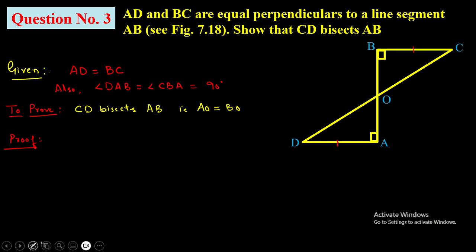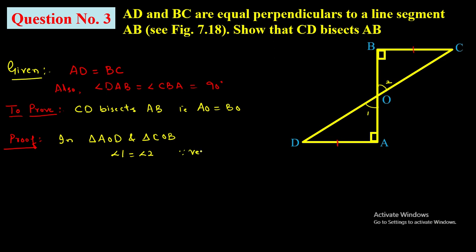We will take these two triangles, triangle AOD and triangle COB. Here we can say that angle 1 is equal to angle 2, as these are vertically opposite angles, and we know that vertically opposite angles are always equal.